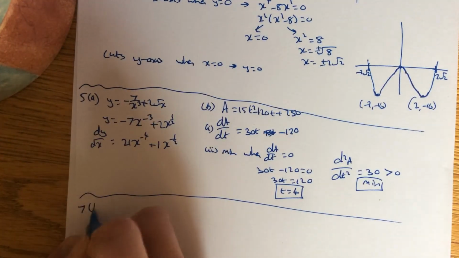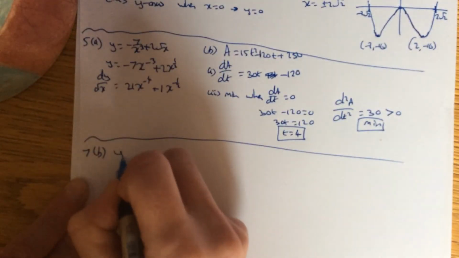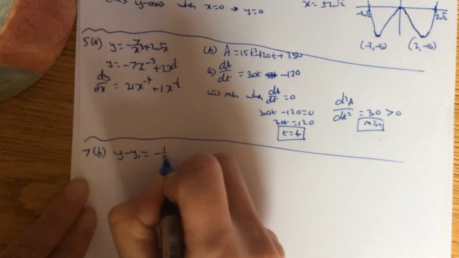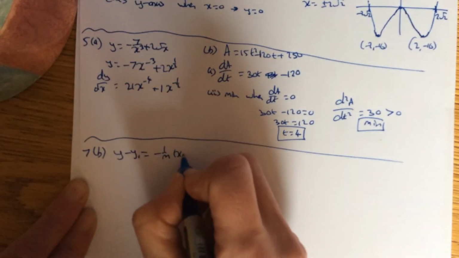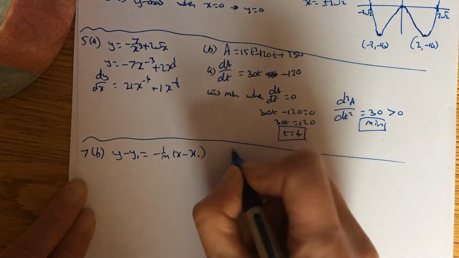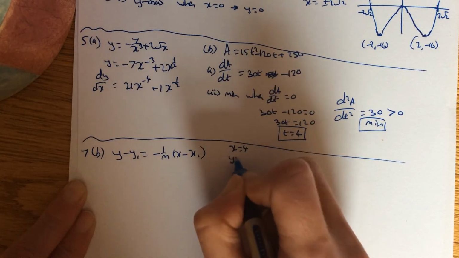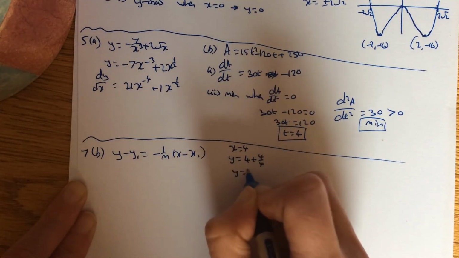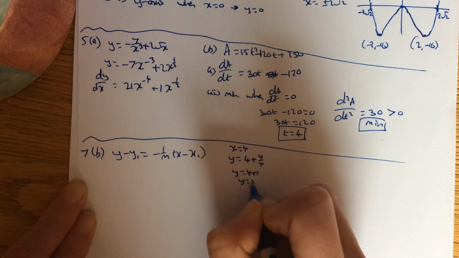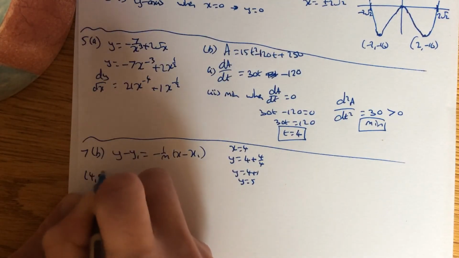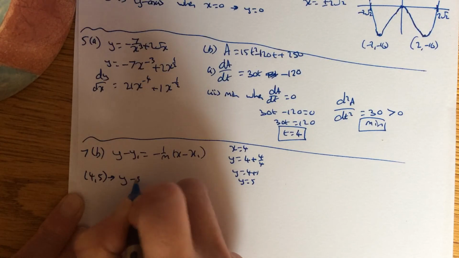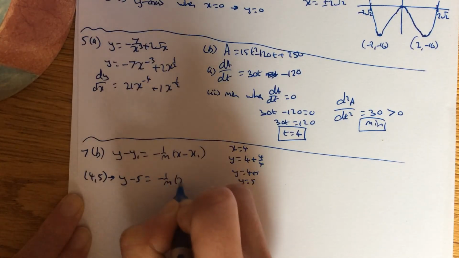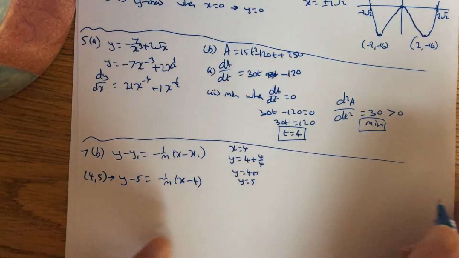And lastly, 7b, the equation of the normal. y minus y1 equals minus 1 over m for normal, x minus x1. You're told that x is 4, so you've got to work out your y. Putting your 4 in for your x, so y equals 4, add 1, which is 5. So 4, 5, putting in y minus your y coordinate equals minus 1 over m, x minus your x coordinate.